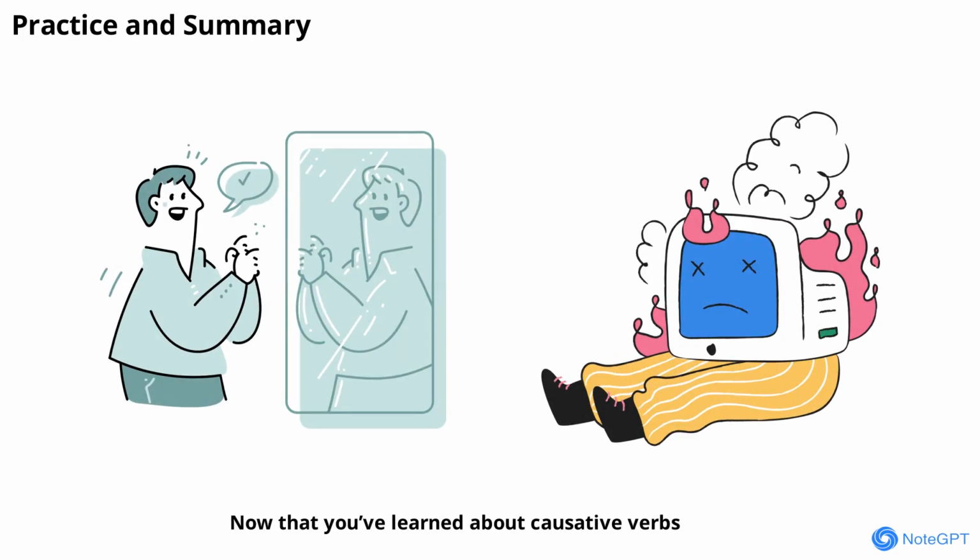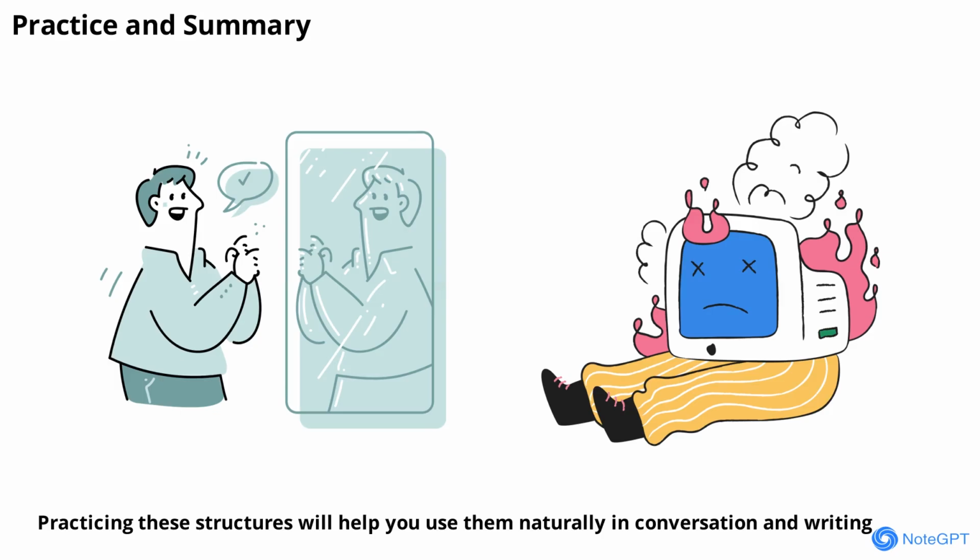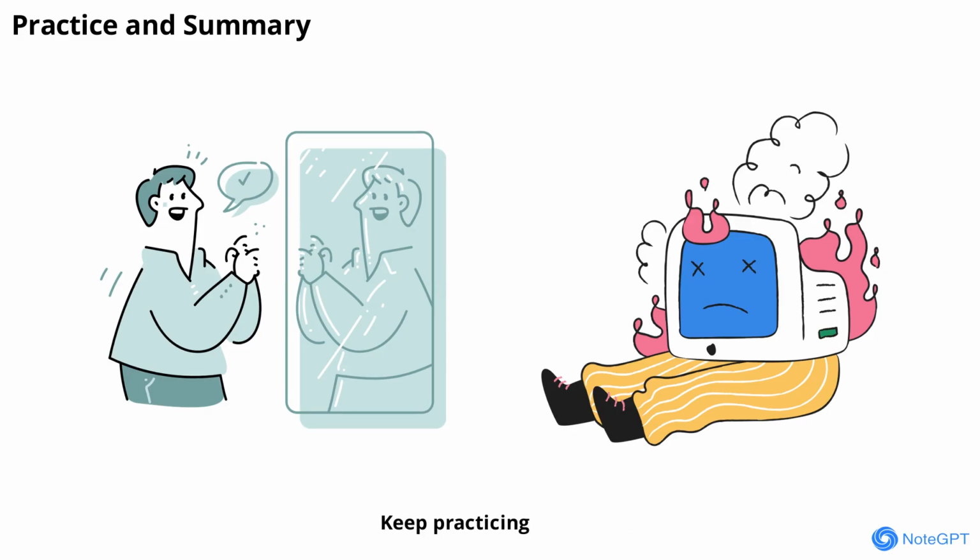Now that you've learned about causative verbs, it's time to practice. Try filling in the blanks with the correct causative verb and verb form, just like in our earlier examples. Remember, let, make, and have are followed by the base form, while get, help, and others usually take the infinitive. Practicing these structures will help you use them naturally in conversation and writing. Mastering causative verbs will make your English more precise and expressive. Keep practicing, and soon you'll use these verbs with confidence.